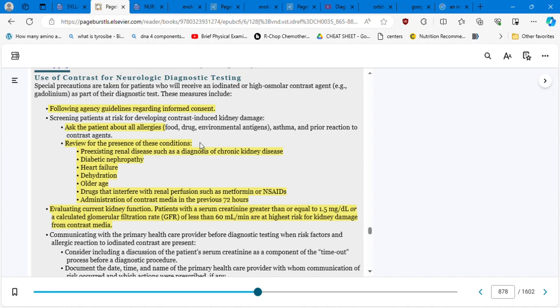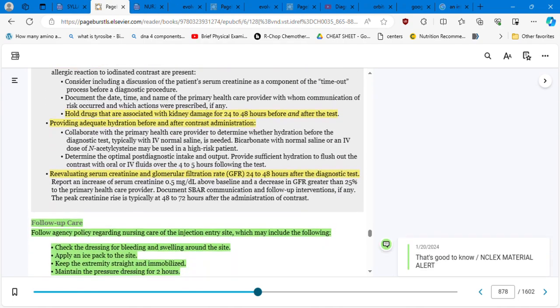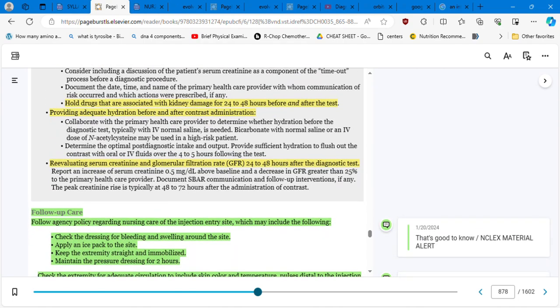So now you need to go and review what is your regular creatinine and what are the stages of the kidney problems, especially those related to the levels of GFR, glomerular filtration rate, right? Because patients having less than 60 mLs per minute are at higher risk for kidney damage from contrast media. Again, cerebral angiography and nursing care must be focused on kidney protection. Hold drugs that are associated with kidney damage for 24 to 48 hours before and after the test, providing adequate hydration before and after contrast administration, and reevaluate serum creatinine and glomerular filtrate, of course, after the procedure.